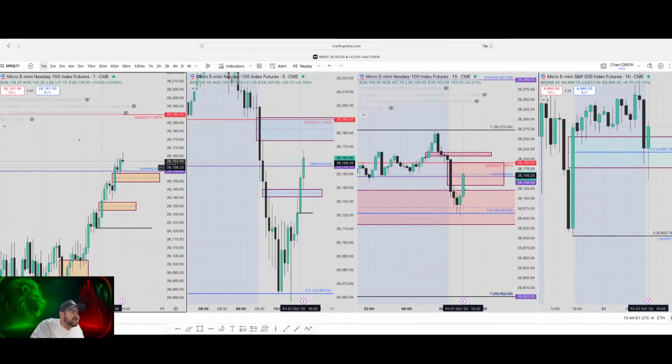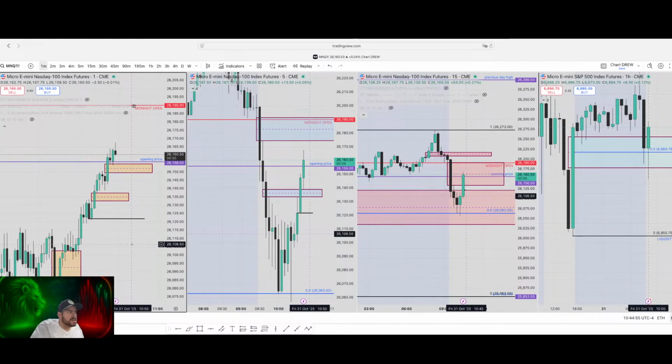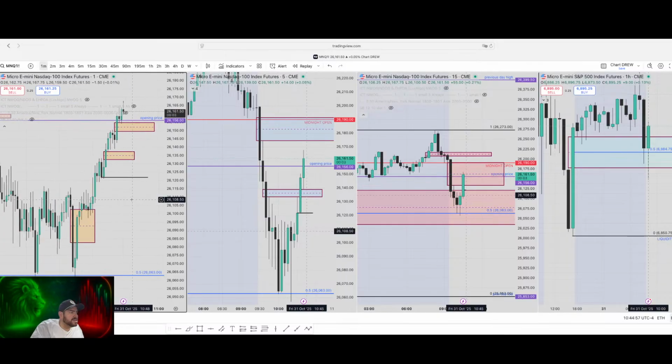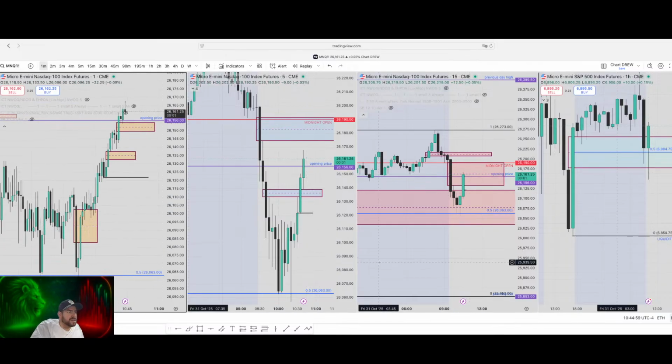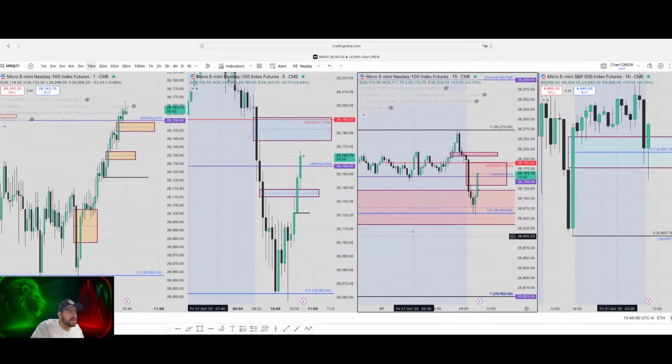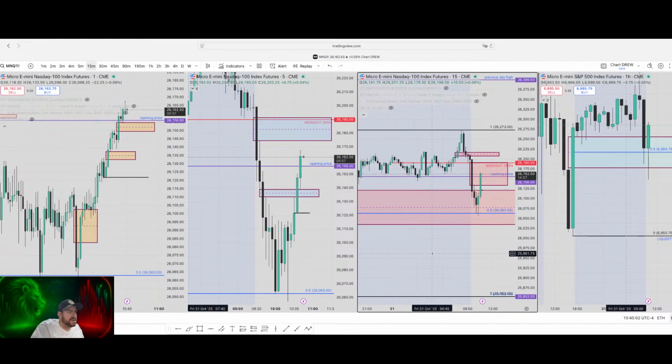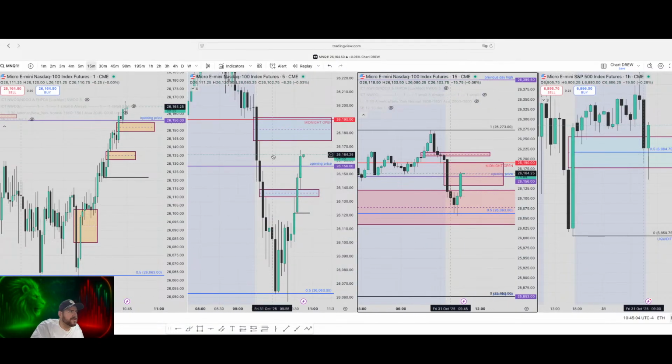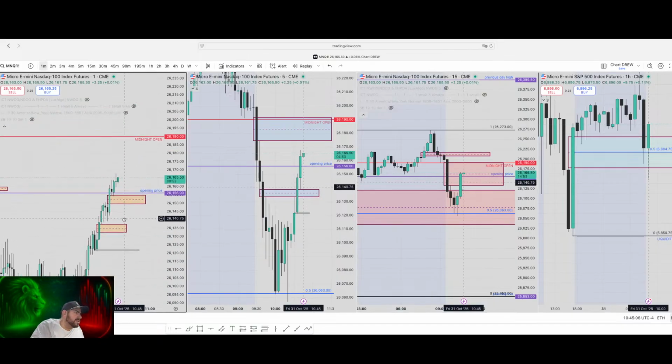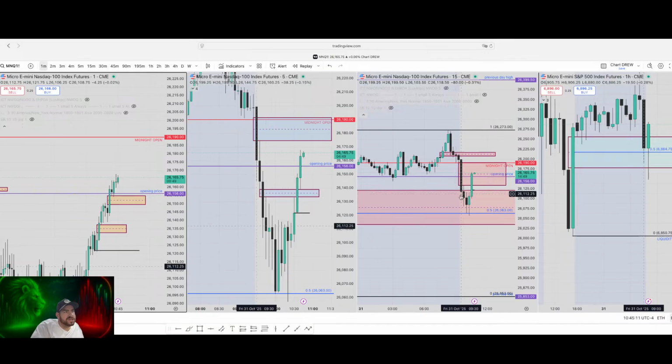Still looking for a short right now. Still looking for a short if we can get it. We want to see a lower time frame flip. We're in the 15 right now. We're bearish.